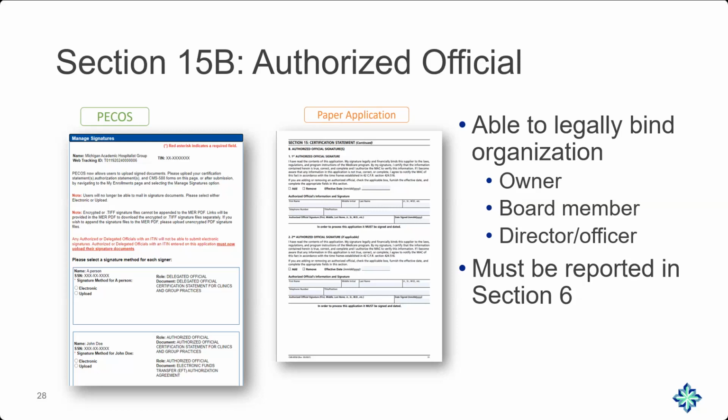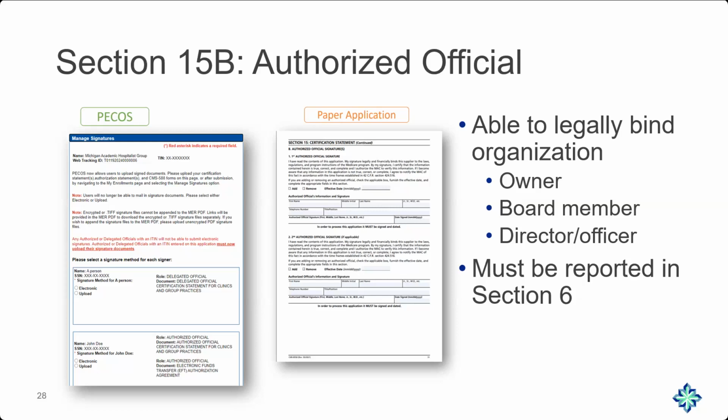So we're looking for an owner, a board member, a director. So think CFO, CEO, COO. And they do need to be someone who is reported in Section 6. Again, you can have more than one. You can actually have more than the two that are allotted on the paper form. You just need to copy the page and repeat it as you would with anything else where you're reporting multiple things. And in PECOS, it is going to populate those that are eligible for authorized or delegated official, because you'll designate that in section 6 when you fill it out for that individual.